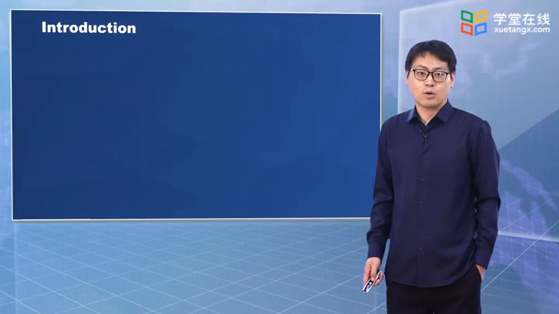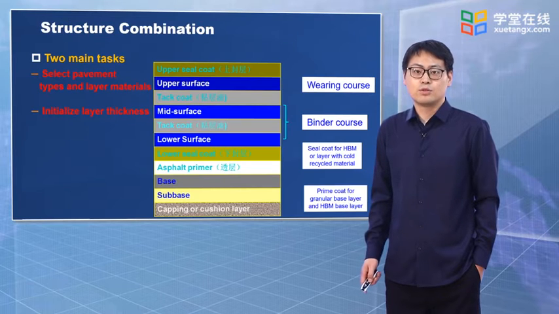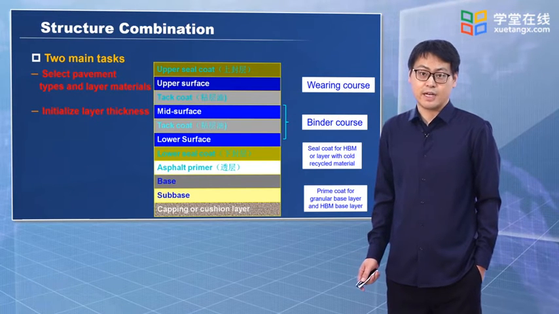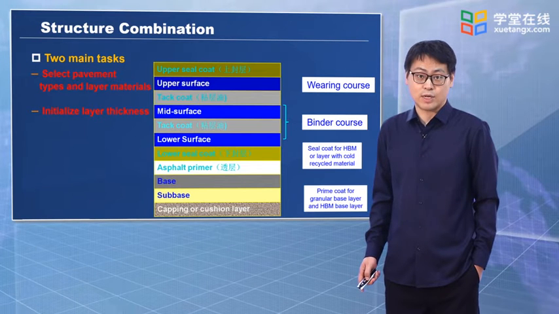In this part, I will cover 3 subsections: structural combination and typical structures in China and general requirements. The 2 main tasks for composition design. The first is to select asphalt pavement and layer materials, and the second is to initialize pavement layer thickness. Let's look at the structures.